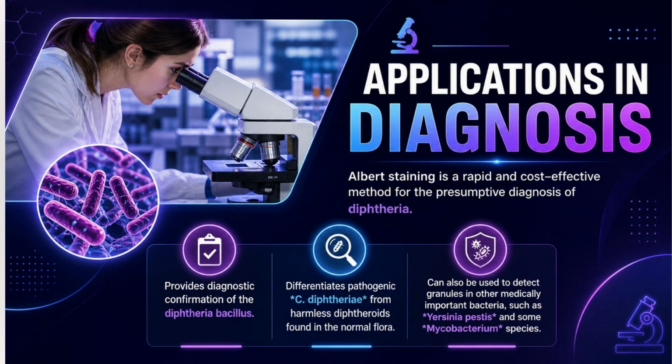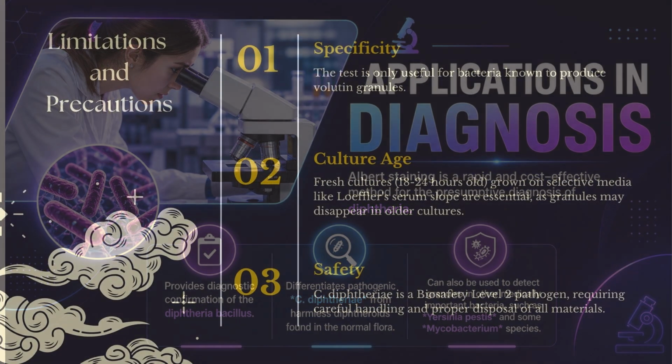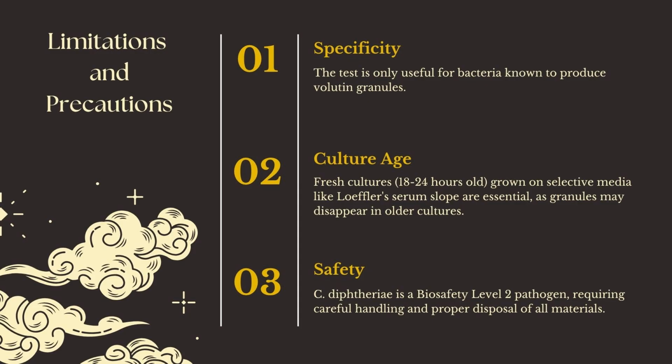Now let's look at some limitations and precautions. This technique is only useful for bacteria that produce volutin granules. Fresh cultures are important, usually 18 to 24 hours old, because older cultures may lose granules. Also, proper biosafety precautions must be followed, as Corynebacterium diphtheriae is a pathogenic organism.